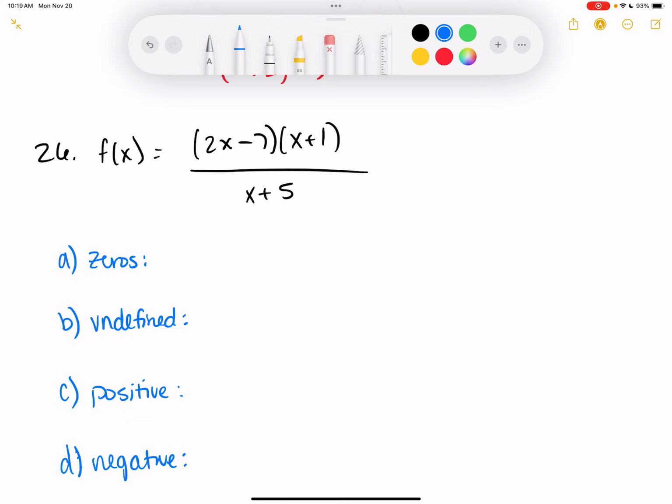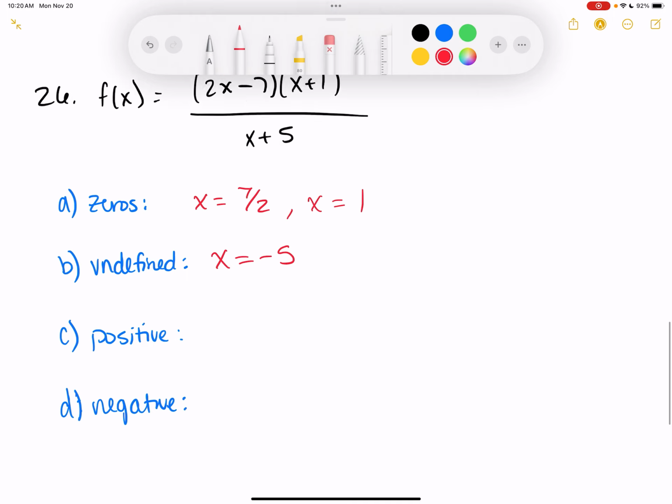So where are my zeros? And we don't even have to actually show the math. You can just tell me where they are. x equals 7 halves, and x equals -1, and x equals -5. So that's not a 0. That's going to be where it's undefined. Anything that makes the bottom 0 is going to be an undefined value. So this is going to be at x equals -5.